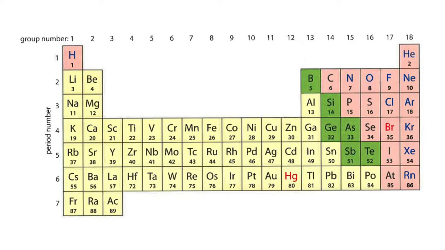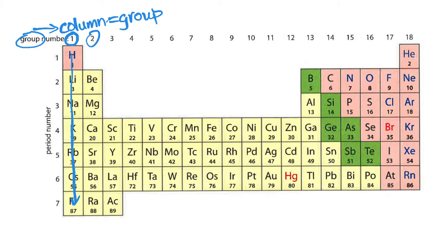So groups are written all along the top of the periodic table here, and a group refers to a column. So a column is equal to a group. And we usually use the numbers that are related to the different columns in the periodic table. So we have group 1, which are these elements all down here. And group 2 are all of these ones here, and so on and so forth, all the way up to group 18.